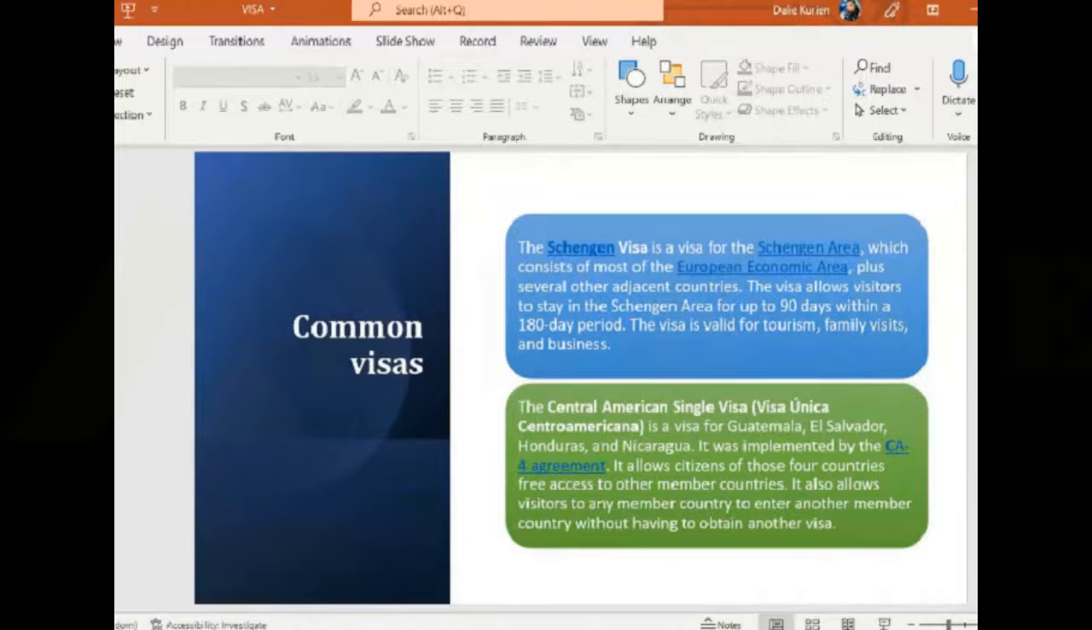So Schengen visas are those kinds of visas where you would be allowed for tourism, family visits, business, anything of that kind, but you would be allowed for 18 European countries.